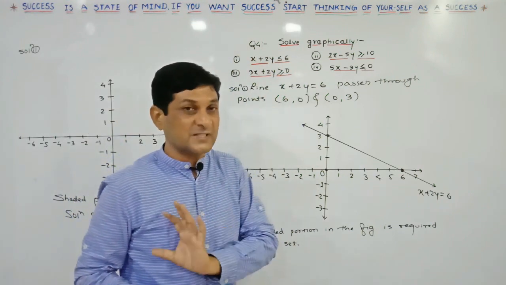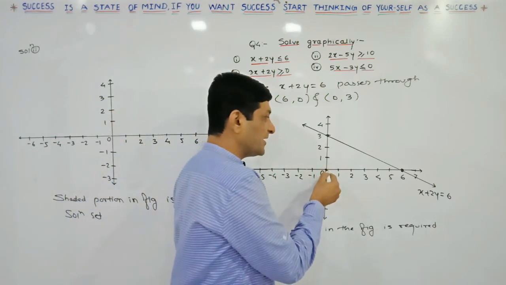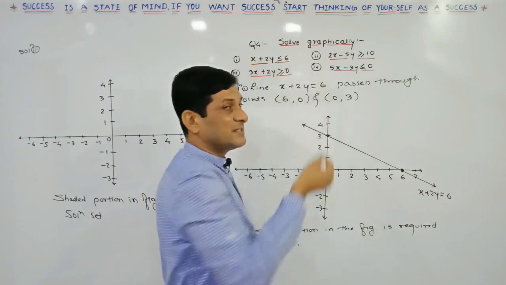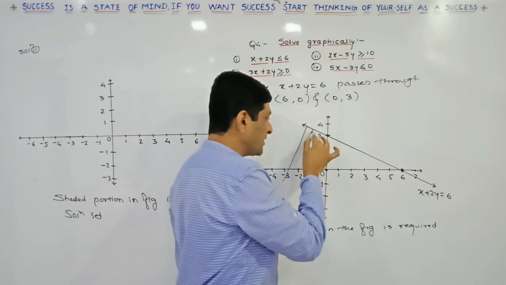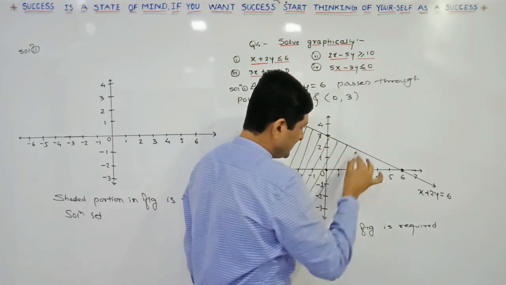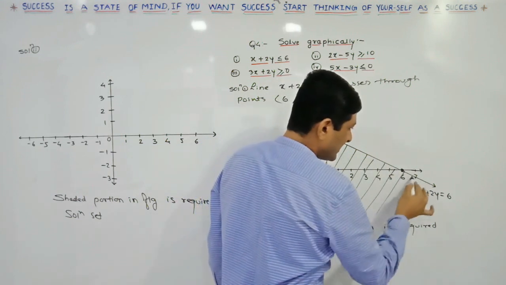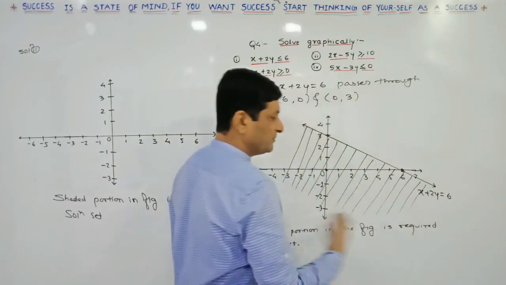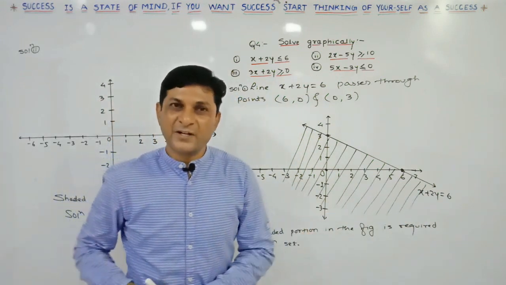and 0 is less than or equal to 6. Is it true or false? Yes, it is true that 0 is less than or equal to 6, which means the coordinate of origin satisfies this inequality, so we can say that all the points on this side satisfy this equation, and the shaded portion in the figure will be our required solution set. So I hope the idea of how to find the solution set is very clear to you.